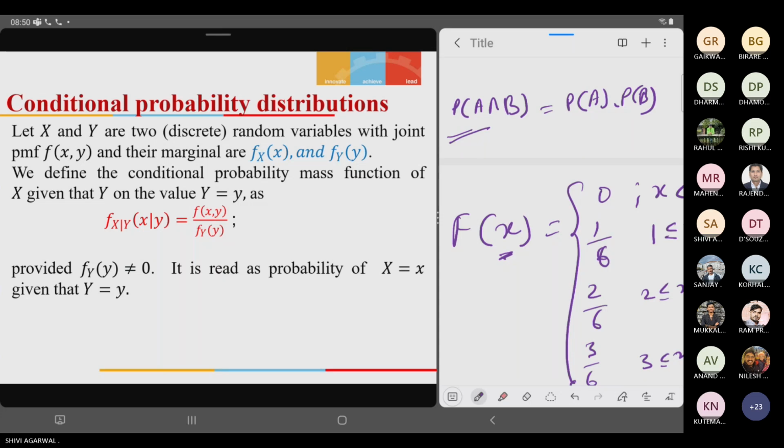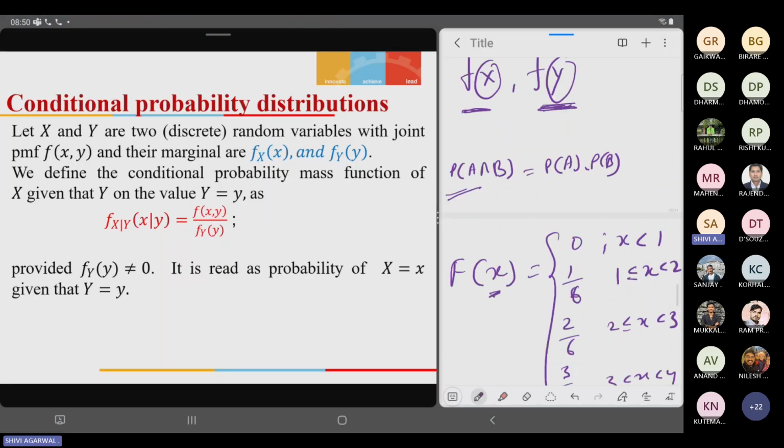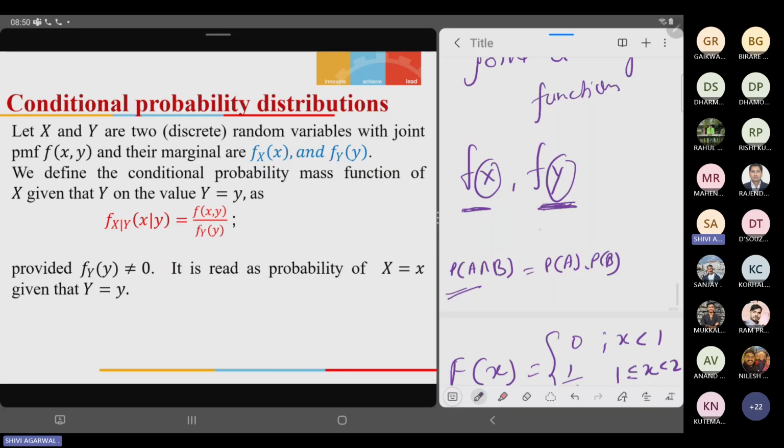Okay. So if you remember, we are just doing the conditional probability also. In conditional probability, the probability of A given B is equal to the probability of A intersection B upon the probability of B, provided the denominator is not equal to 0. Otherwise it will become infinite. Okay, same concept we are applying here.